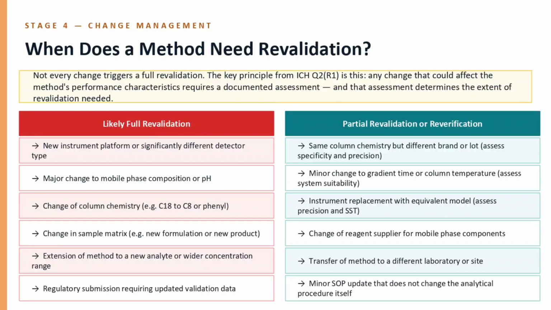Now, not every change needs full revalidation. Some changes require only partial revalidation or reverification. For example, switching to the same column chemistry from a different brand or lot, you typically need to recheck specificity and precision only. Replacing an instrument with an equivalent model, you confirm system suitability and precision. A minor gradient time adjustment, you recheck system suitability parameters. The key discipline is this. Every change goes through change control. The change control assessment answers the question, what is the risk to method performance? And the answer to that question determines the scope of the revalidation work.